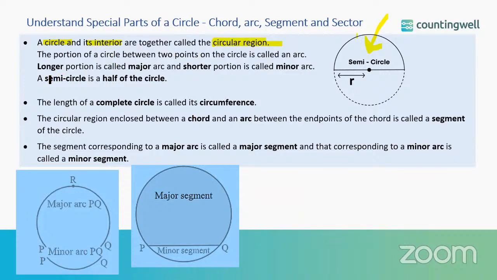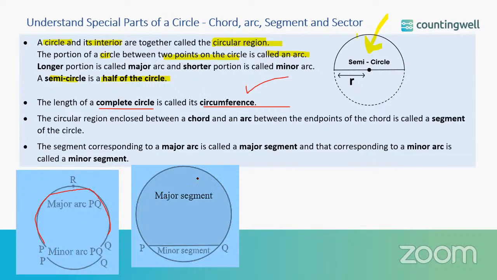Let us see what is a semicircle. It is nothing but half of the circle. So semi means half. The portion of a circle between 2 points of the circle is known as the arc. So if you take any 2 points and the portion of that circle, here we can see the portion from P to Q. This is nothing but an arc. The length of the complete circle is called the circumference, or we can say the boundary of the circle is called the circumference of the circle.